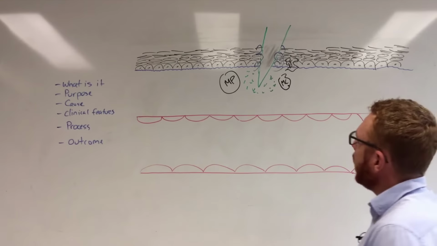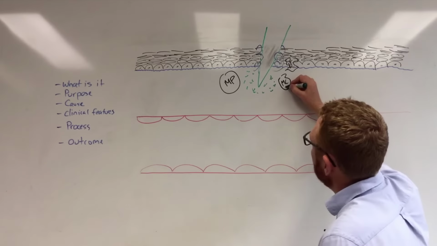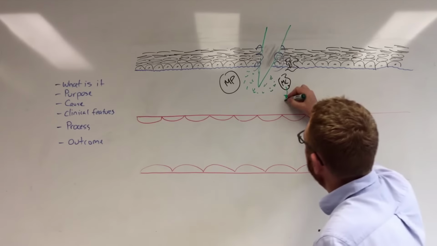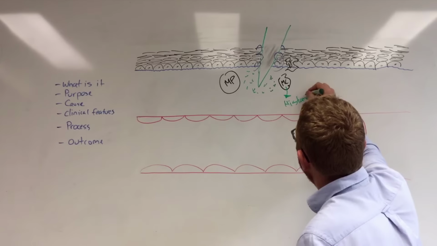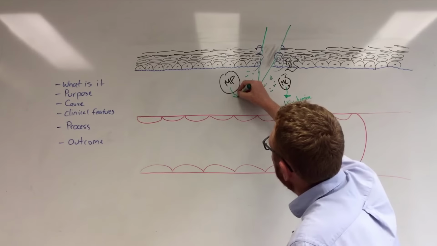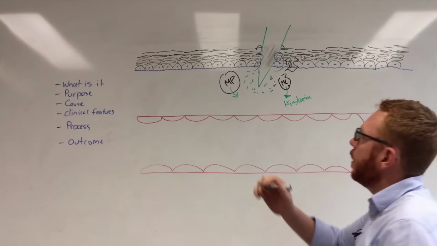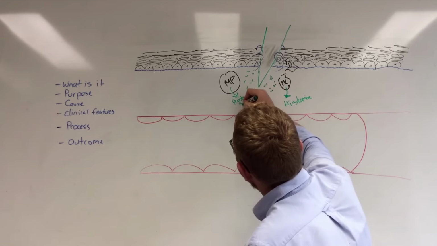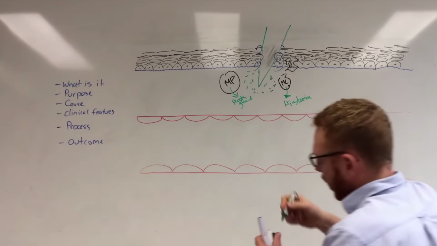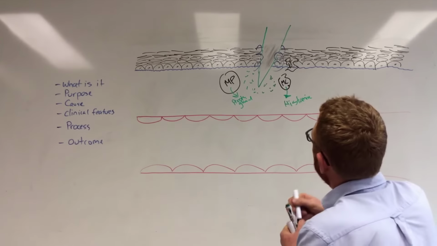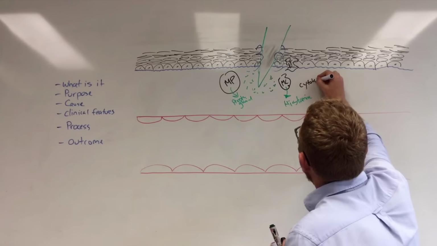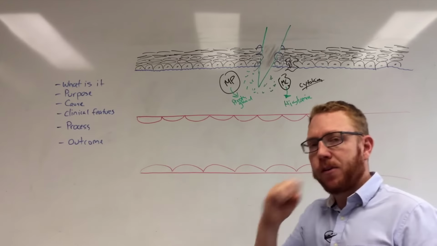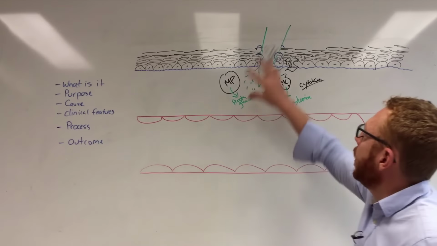Now, what happens with these cells, the mast cell is a good one. It releases a chemical which we call histamine. Macrophages is another good one. So these are big cell eaters. They would release something called prostaglandin. And then there's other cells in here which might just release cytokines.